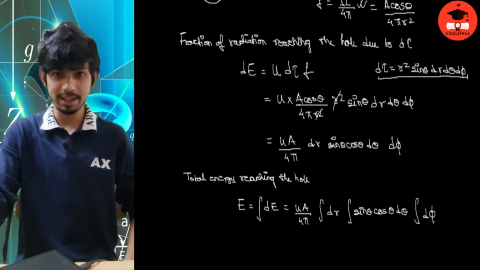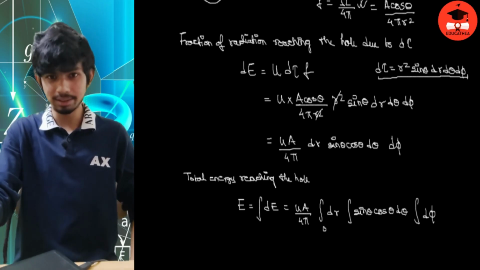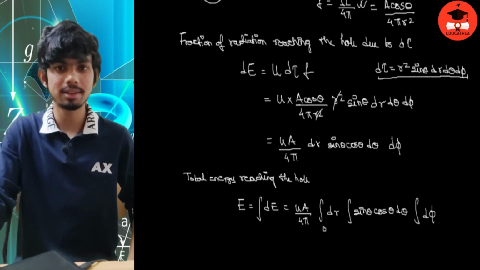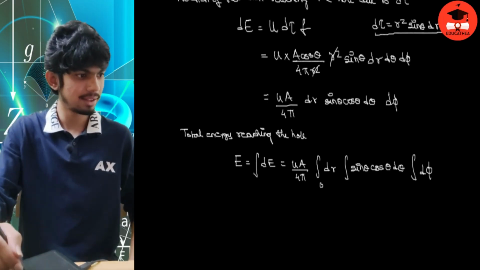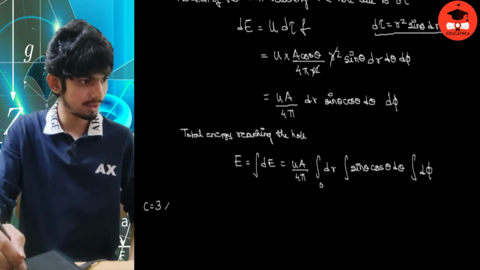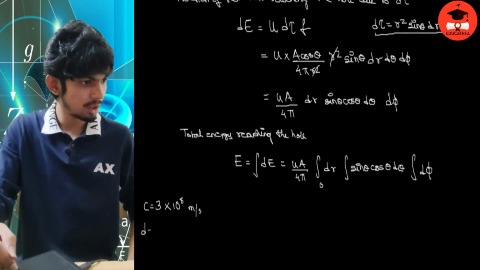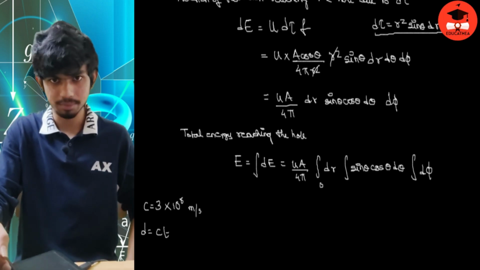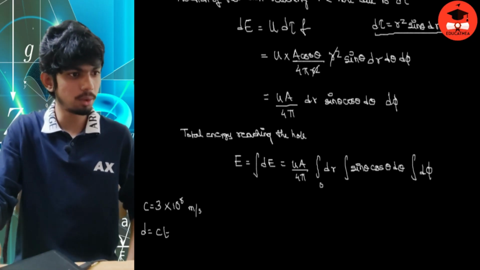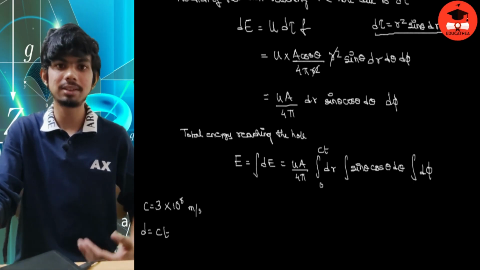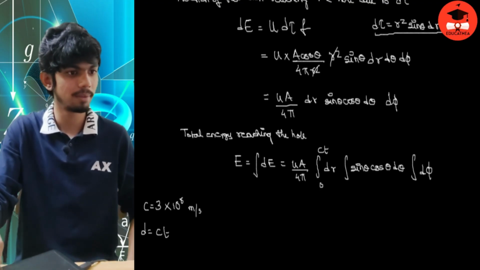Now let's see what the limits can be. The limits of dr will be 0 to the distance which light can travel, right? Now light has a speed of c, which is given by 3 into 10 to the power 8 meters per second. So the distance which light can travel will be c into t, where t is time. Distance equals speed into time, simple. So the limits will be from 0 to ct, since dr is nothing but distance after all.